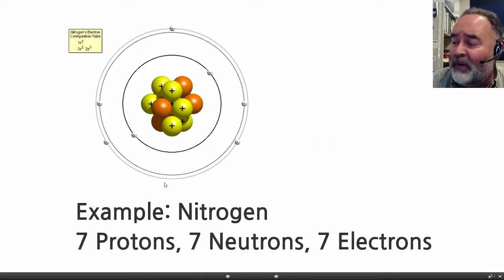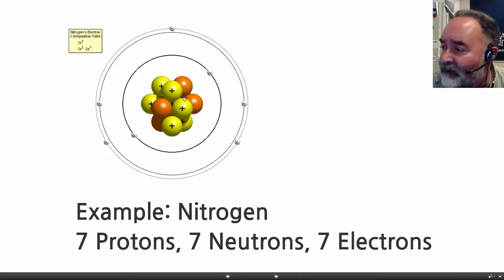In this example, we have nitrogen. This is the cartoon of nitrogen. Nitrogen has 7 protons, 1, 2, 3, 4, 5, 6, 7, in yellow, 7 neutrons in orange, 1, 2, 3, 4, 5, 6, 7. They're all accounted for. And there are 7 electrons, 1, 2, 3, 4, 5, 6, 7.